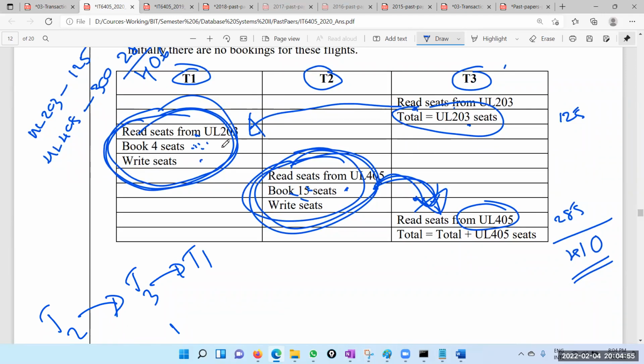Because T3 to T1 is there. So T2 to T3 to T1 is there. T2 to T3 is there, correct, right? So it looks like no cycles anyway, because they are two different data.